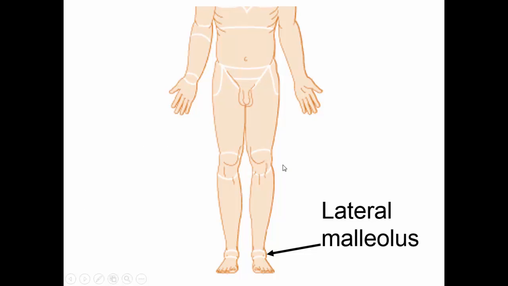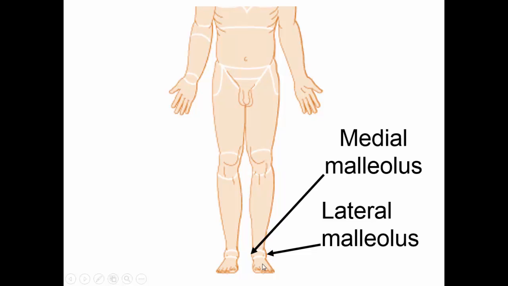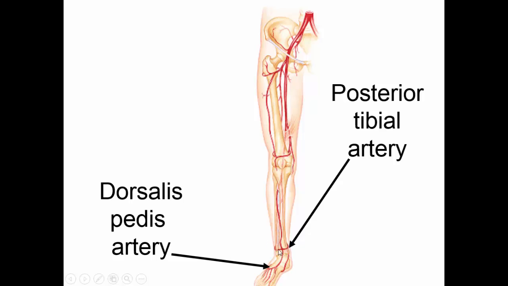The lateral malleolus is that ankle bump on the outside, and the medial malleolus is the ankle bump on the inside. The dorsalis pedis artery comes across the top of your foot. It's another pulse point. And the posterior tibial artery is right there, sort of behind your medial malleolus.